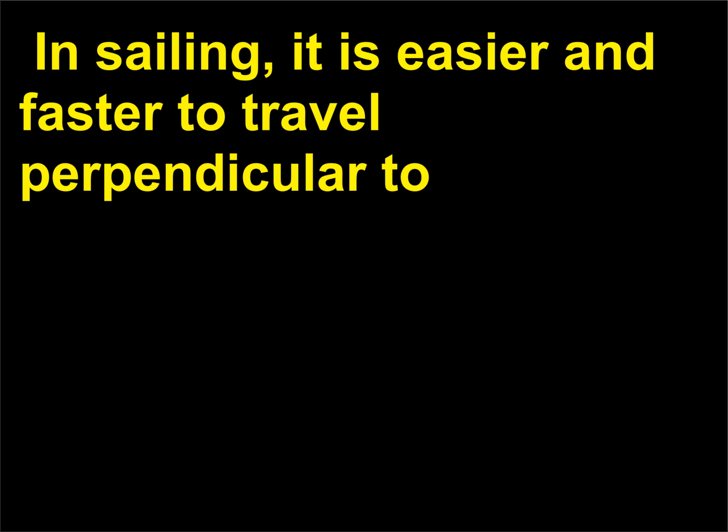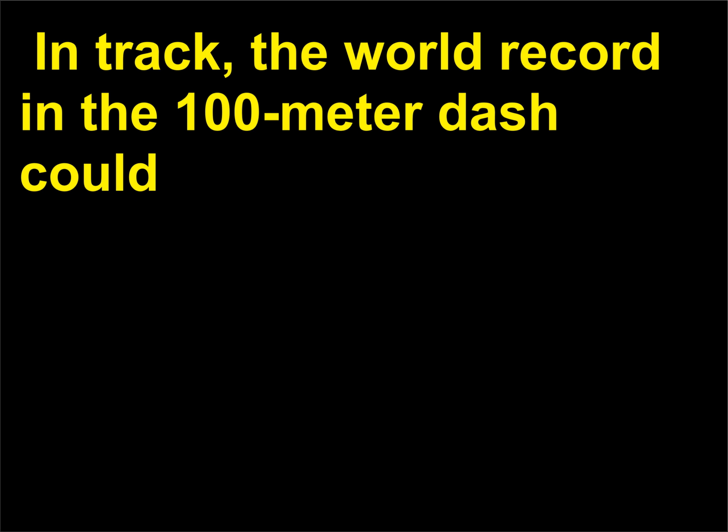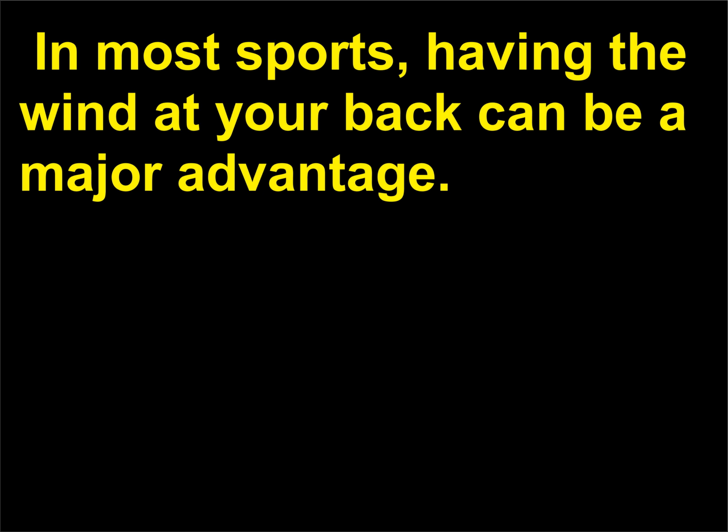In sailing, it is easier and faster to travel perpendicular to or with the wind and takes more skill to travel against the wind. In track, the world record in the 100-meter dash could more easily be broken if running with a strong tailwind. In most sports, having the wind at your back can be a major advantage.